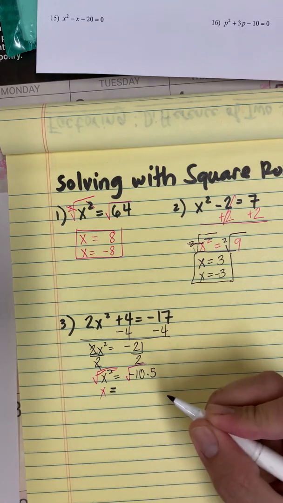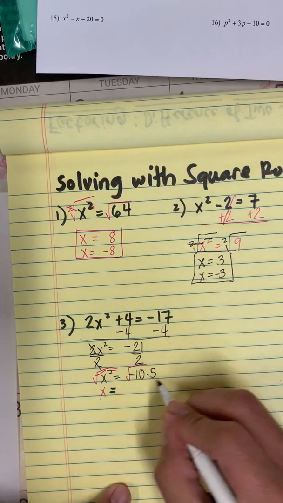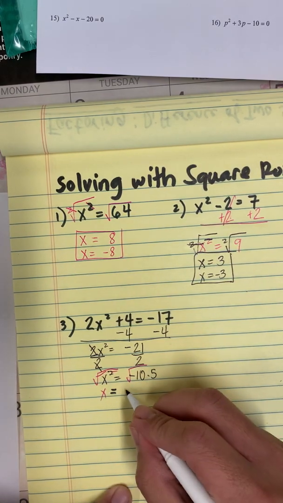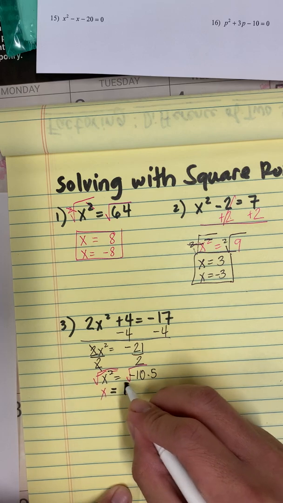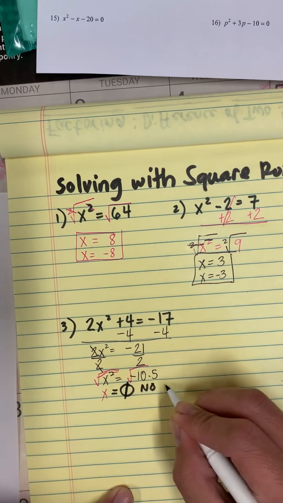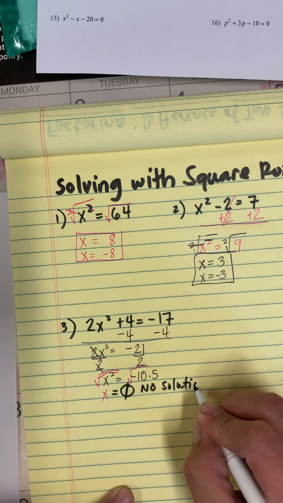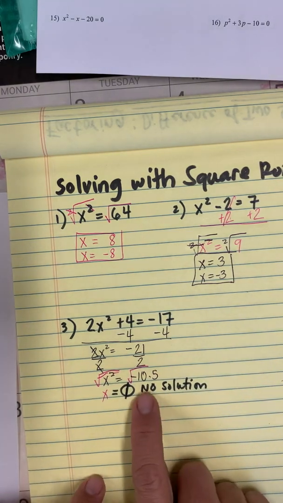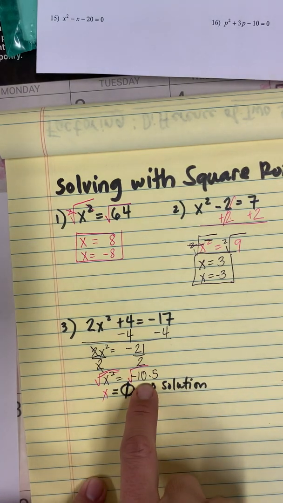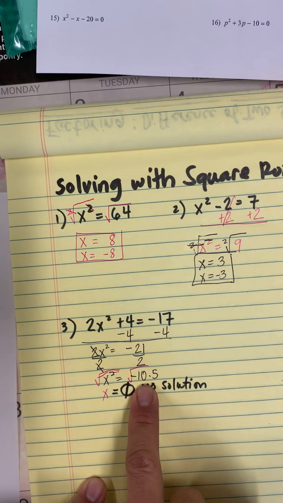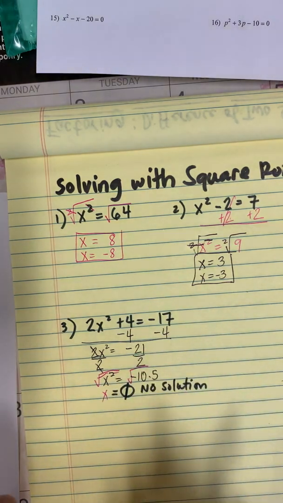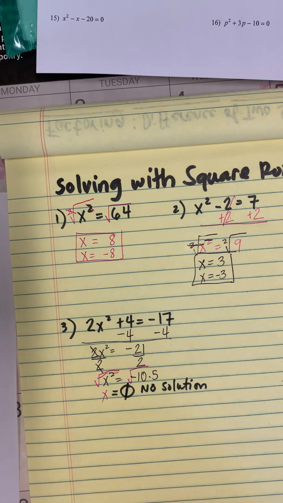Meaning, this is impossible. You can't have that one. So therefore, not possible or no solution. So in other words, every time we have a negative number inside a square root or a fourth root, an even root, it's always going to be no solution.